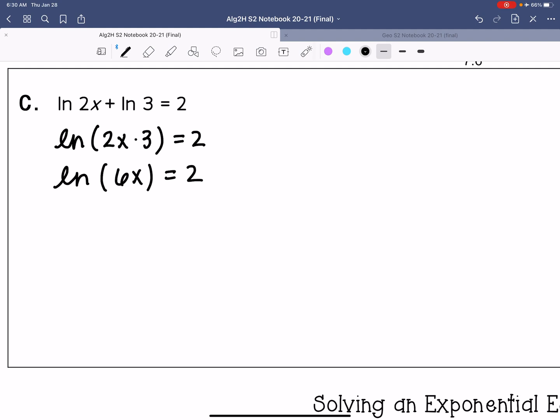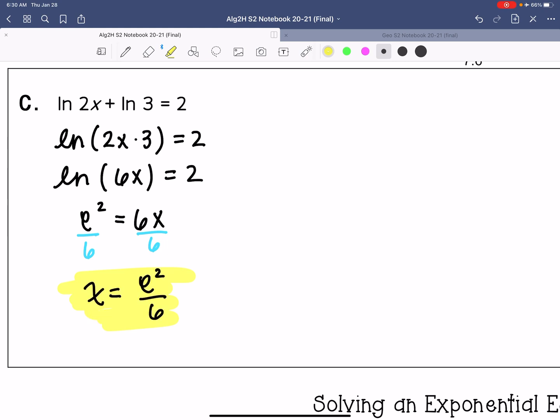It's isolated. To get it out of a natural log, or to get anything out of a log, change it back to its exponential form. My base is e. My exponent is 2. My answer is 6x. And then you just solve for x. So we divide by 6, divide by 6. So we would get x is equal to e squared divided by 6. And that is all.